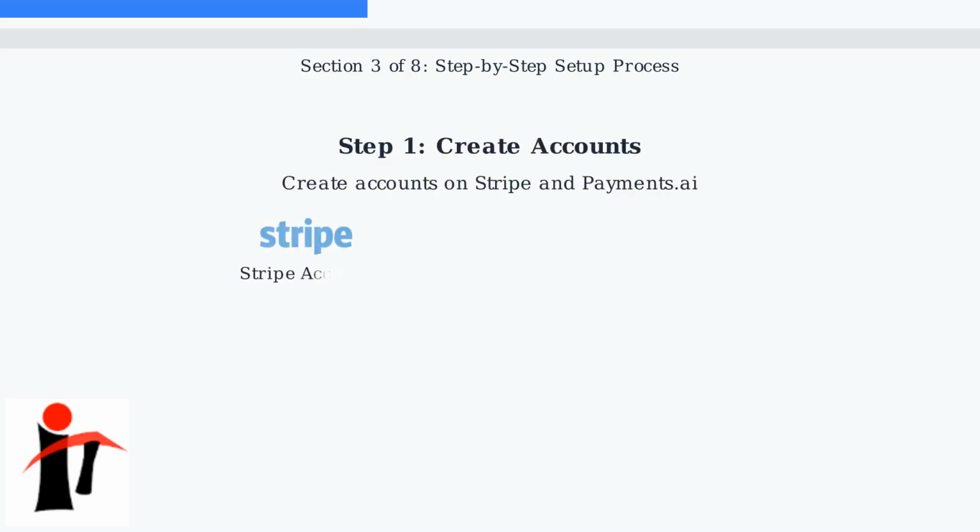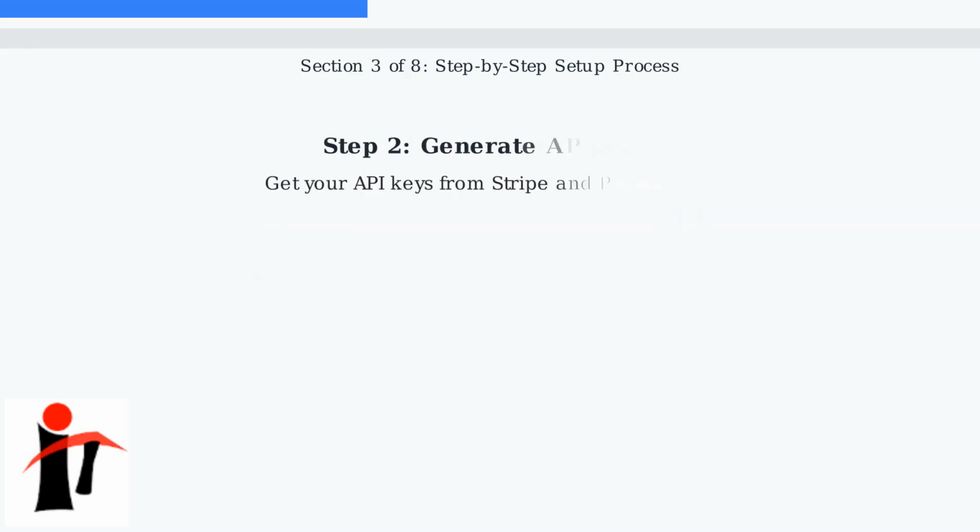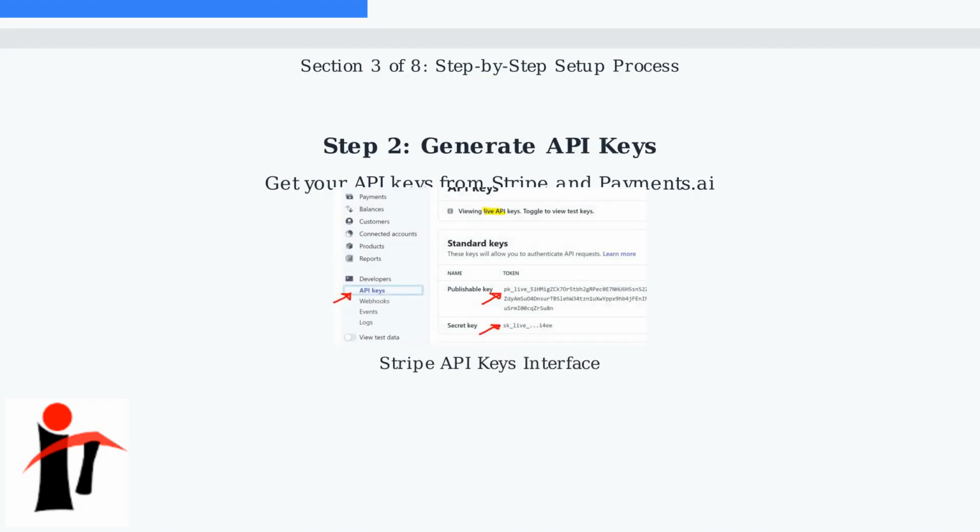First, create your accounts. Visit stripe.com to sign up for a Stripe account, providing your business details and verifying your identity. Then go to Payments.ai and create an account there, linking it to your business information. Next, generate your API keys. In your Stripe dashboard, navigate to the Developer section and create both publishable and secret keys. Copy these securely. Then, in Payments.ai, access your account settings to obtain your API credentials there.